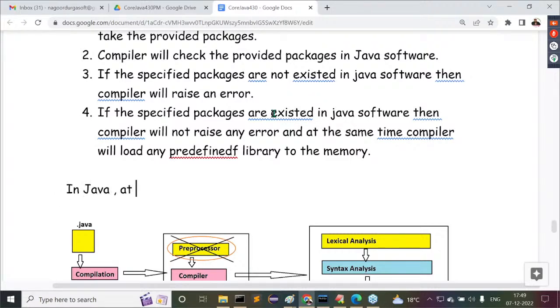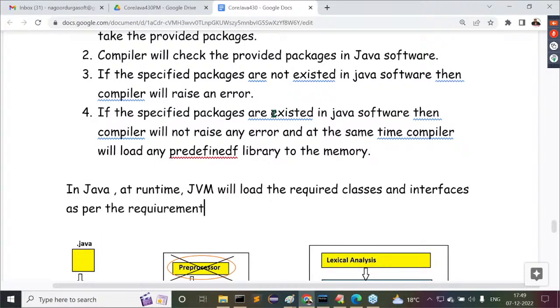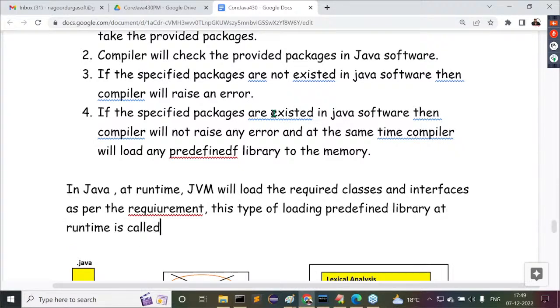In Java, at runtime, in the sense at the time of executing our program, JVM will load the required classes and interfaces as per the requirement. This type of loading predefined library at runtime is called dynamic loading. Got my point or not?